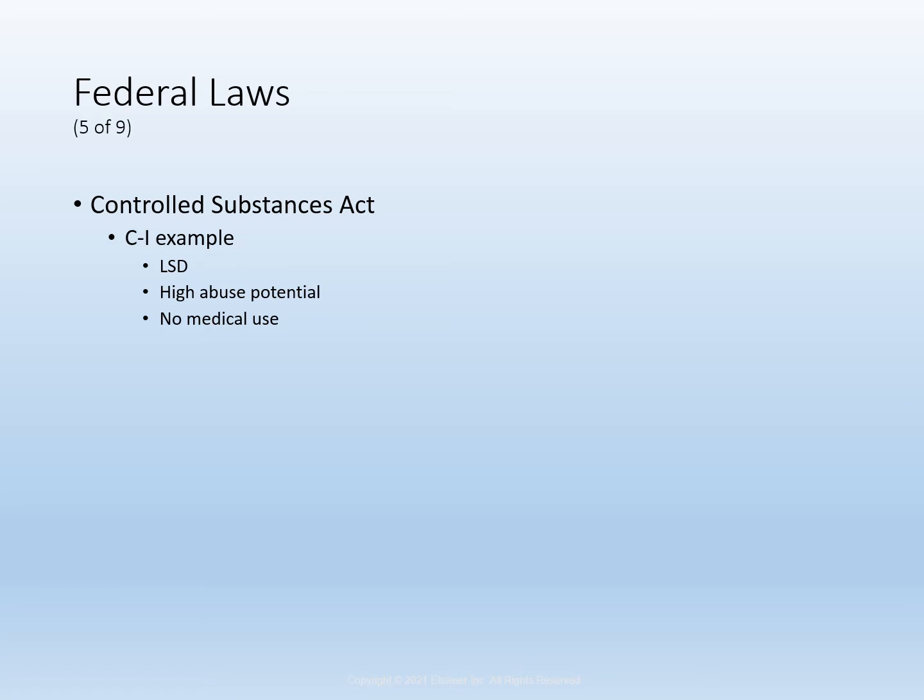So the first schedule of controlled substances is C1 drugs. Examples of these would be LSD, heroin, PCP. These have a high potential for abuse, and there's not actually any accepted medical use. They're only researched.